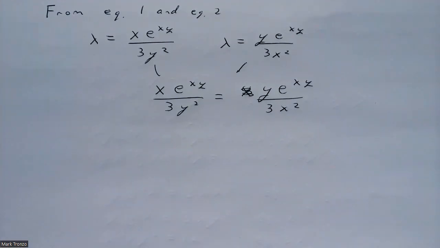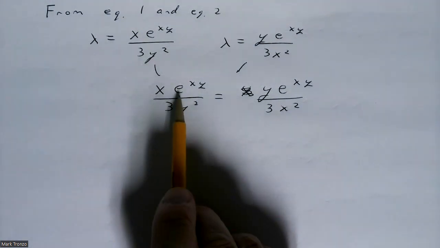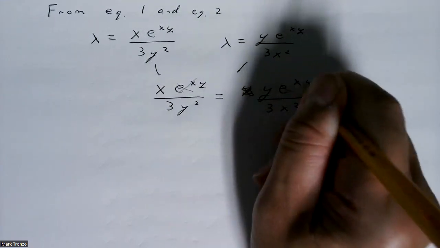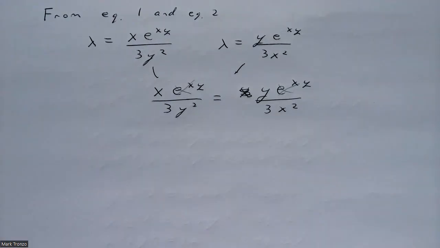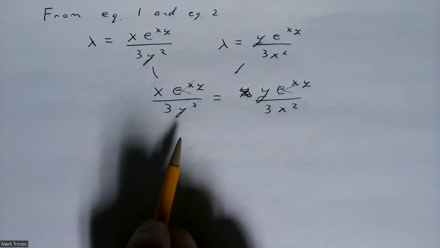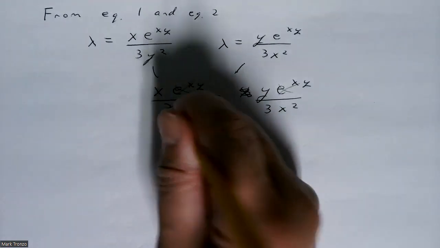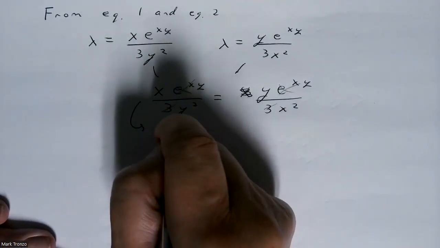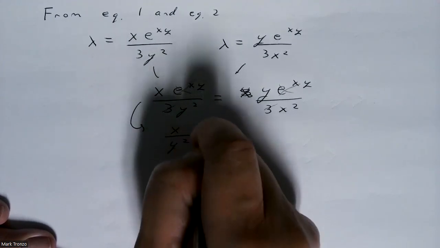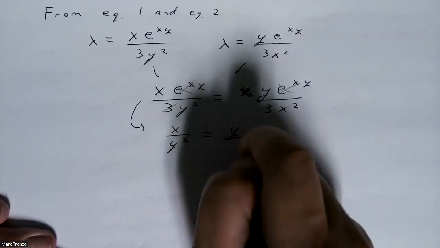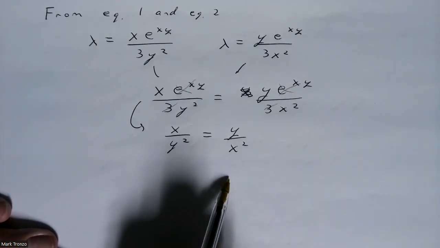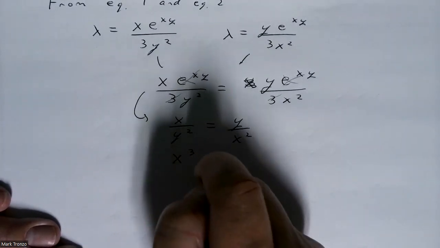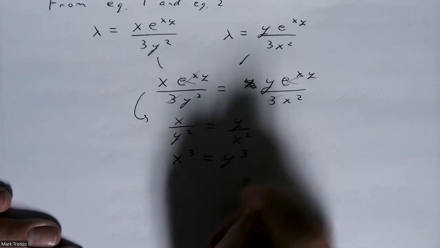Like this. And then notice, now we can cancel the e's because remember, they're never 0, so we're allowed to cancel those. We could also cancel the 3's. And so that's going to give us x over y squared is equal to y over x squared. And then we can cross multiply. We're going to have x cubed equals y cubed.